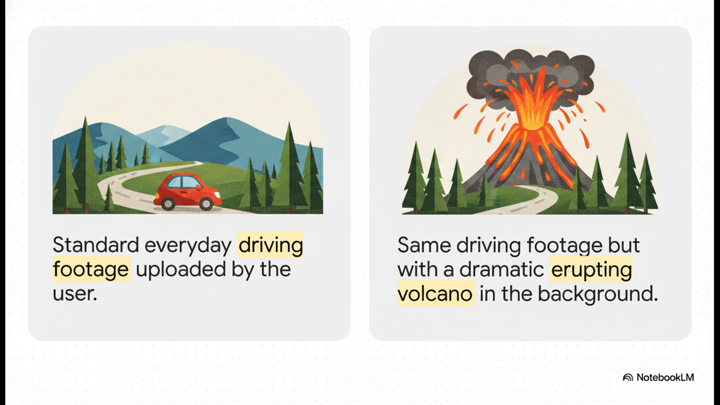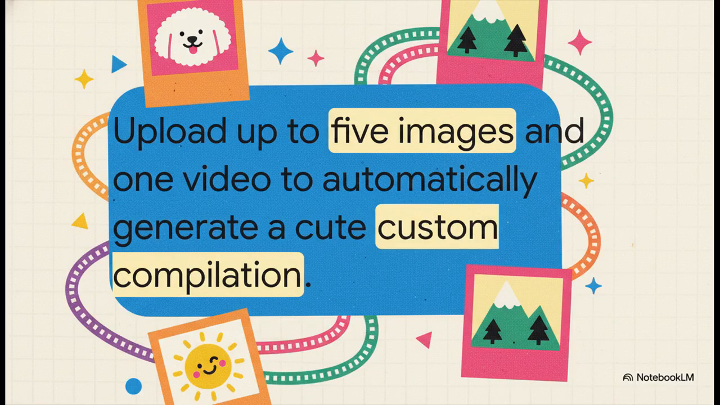It's absolutely wild. Now, beyond the heavy visual effects, Omni actually has a softer side for your personal media too. There's this montage feature where you can upload up to 5 images and 1 video. So for example, you could upload a bunch of photos of your dogs and Omni will automatically generate a really cute custom video compilation. It's just a fantastic, incredibly fast way to edit and bring your personal memories to life.